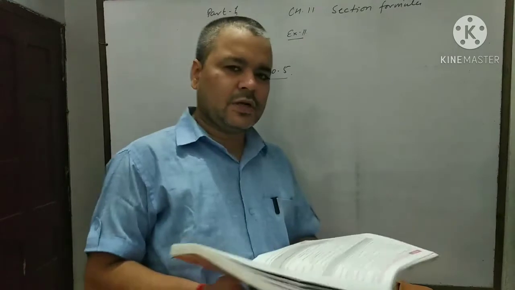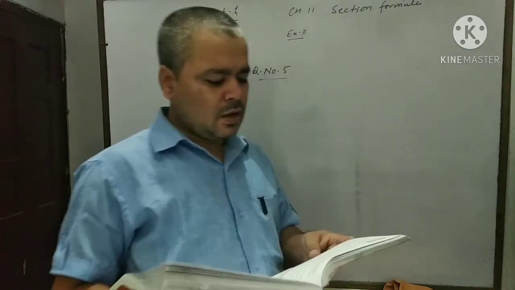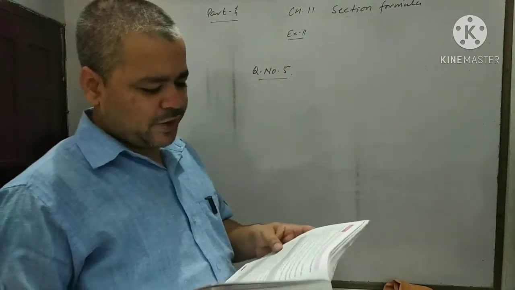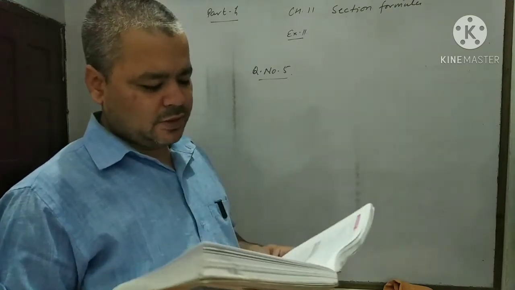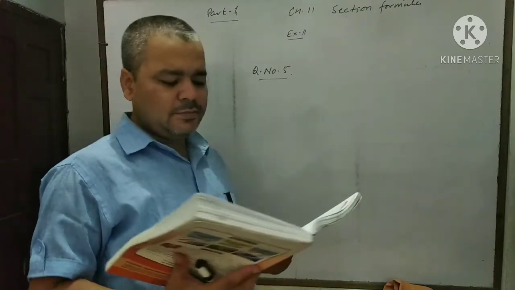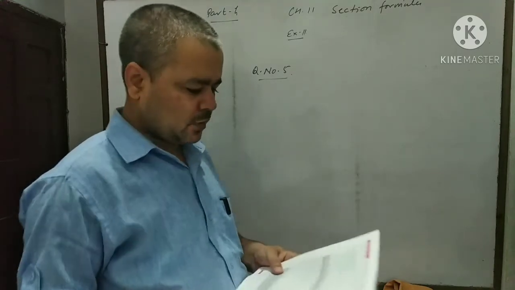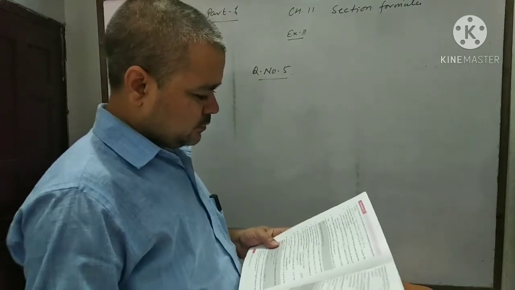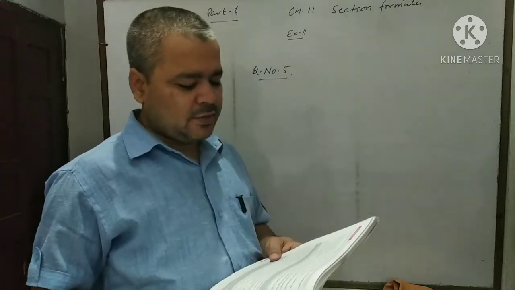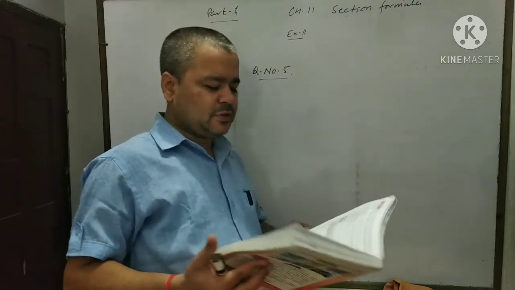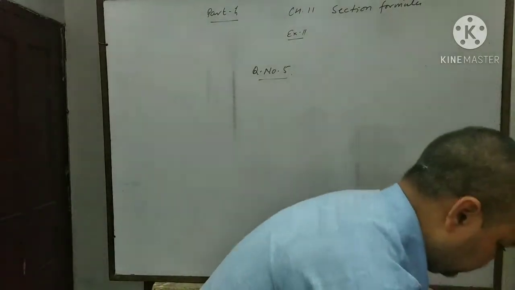Here, according to question number 5, find the coordinates of the point which is 3/4 of the way from A (3, 1) to B (-2, 5). So this is the question, and hint is also given. Very good. Hint is given. Let P be the required point. Then AP is equal to 3/4 AB.